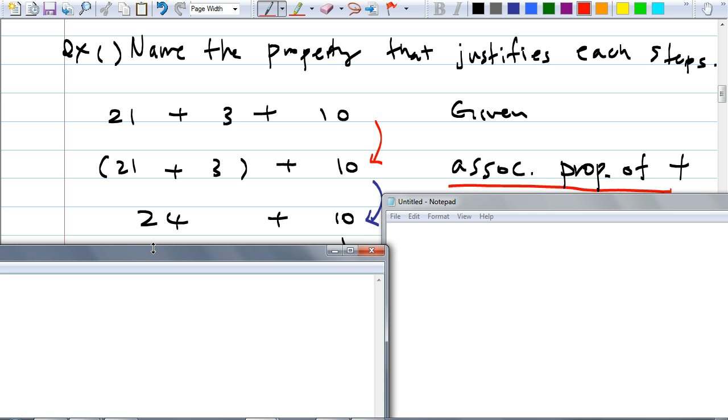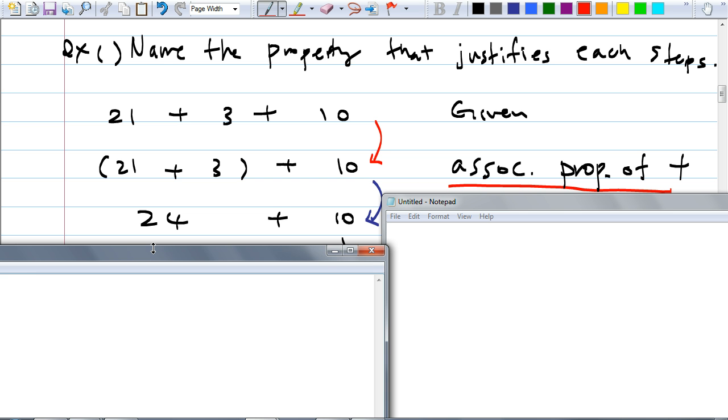Now, what property are they using? This is a property that we haven't learned today. We actually learned this on the second day, because the first day we didn't do anything. Anybody know what property they're using? Instead of writing 21 plus 3, they wrote 24. They are replacing that expression with another expression that has the same value, aren't they? Isn't 21 plus 3 the same as 24? What is this property called?